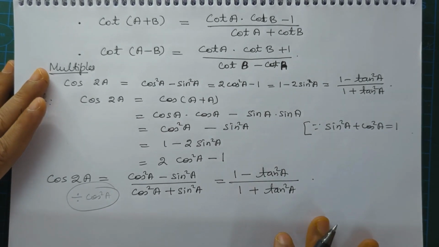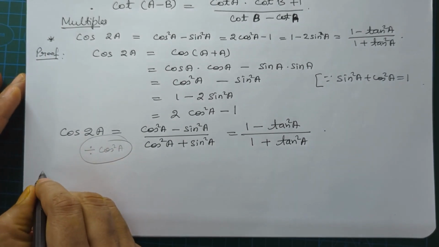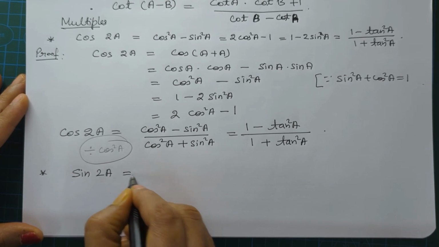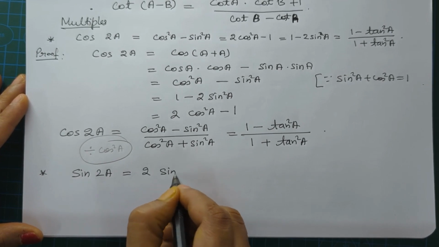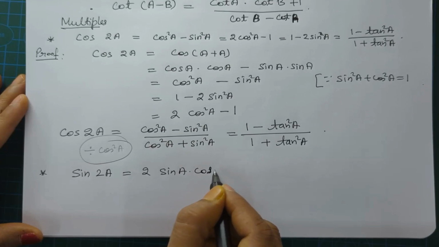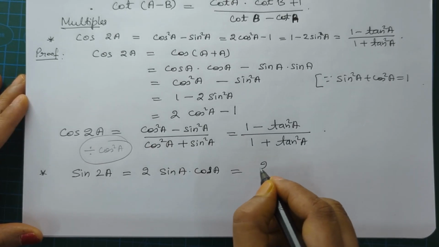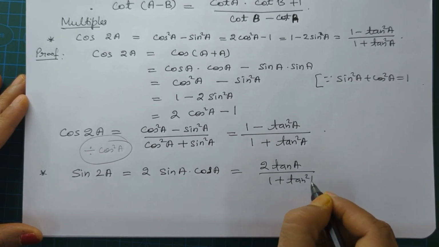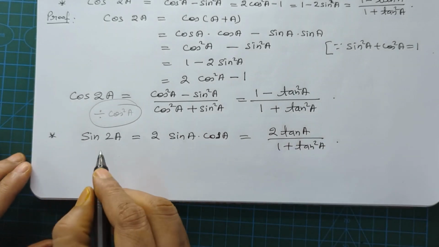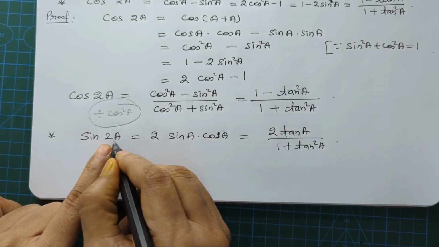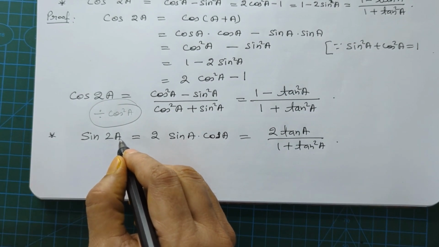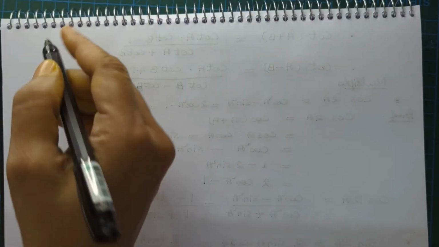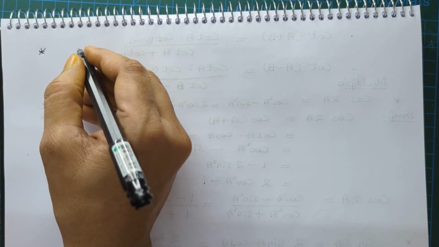On the same lines, we can derive the identity for the trigonometric ratio of multiple angles. So sin 2A is 2 sin A cos A, and this is 2 tan A upon 1 + tan² A. On the same lines, to derive it, I am just saying here, sin 2A can be written as sin(A + A), and we can use the sin(A+B) formula to reach this, and from here we can reach this. Next, sin 2A, cos 2A, tan 2A is over.